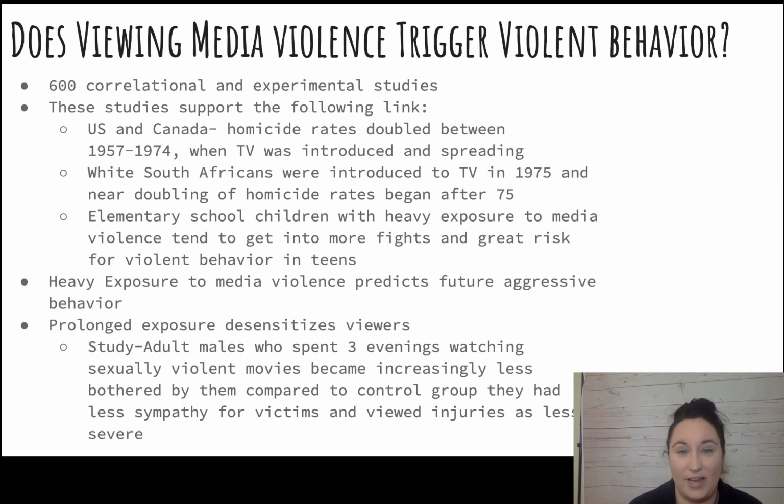There have been so many studies on this, 600 correlational and experimental studies, and I'm not going to read through all these, but yes, heavy exposure to media violence does correlate to predicting future aggressive behavior. Prolonged exposure also tends to desensitize viewers. There was a study with adult males who spent 3 evenings watching sexually violent movies, and they became increasingly less bothered by them compared to the control group. They had less sympathy for the victims, and they viewed the injuries as less severe. So we can become desensitized to these aggressive acts the more we watch them on television.